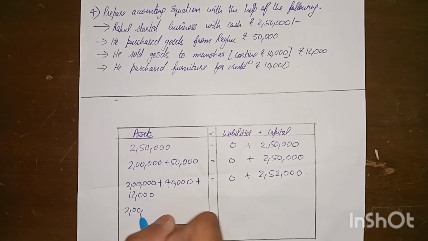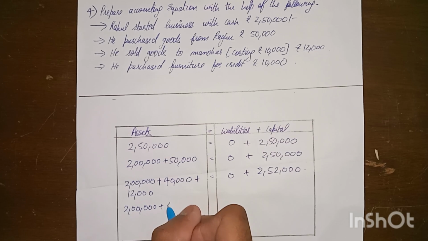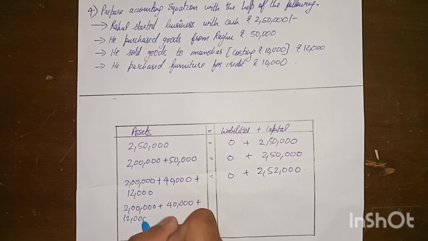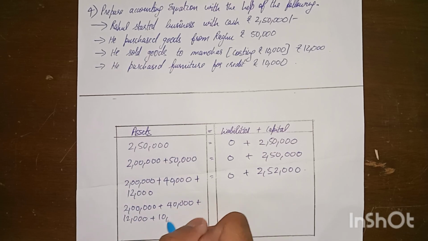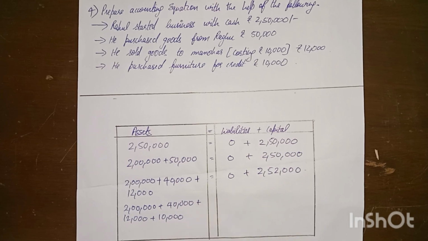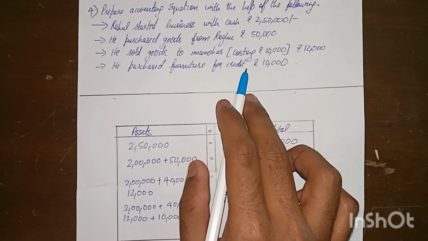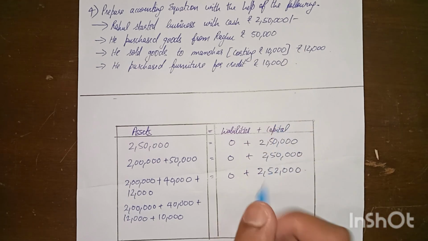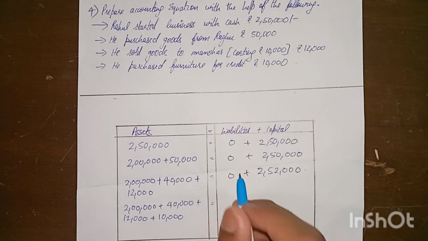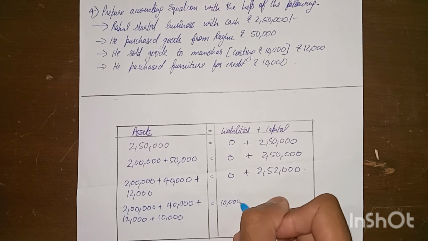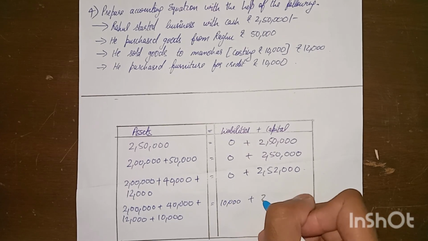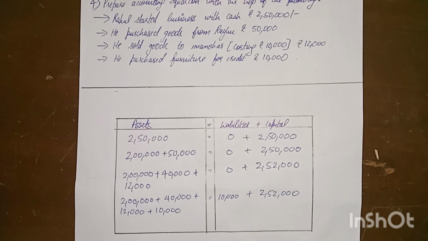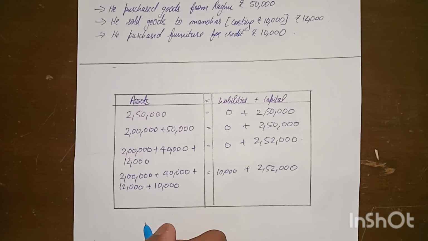Now he purchased furniture for credit 10,000. We'll write here same as the last one, 2 lakh plus 40,000 plus 12,000 plus 10,000. Now he purchased it for credit. Now this amount will be a liability. He didn't pay the 10,000. He will pay it later in the future. So it is a liability. We'll write here 10,000 plus 2,52,000. Okay guys.